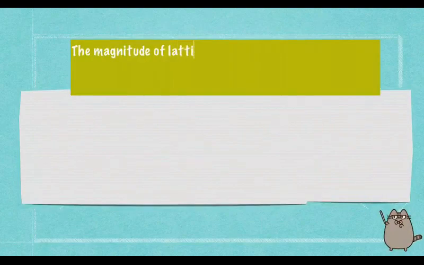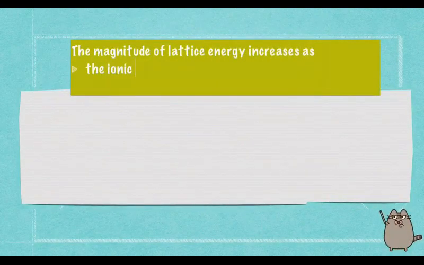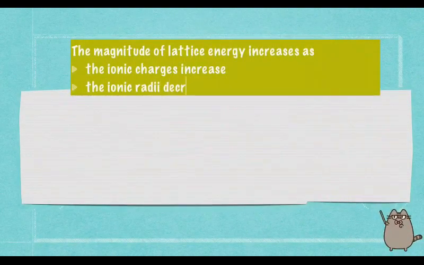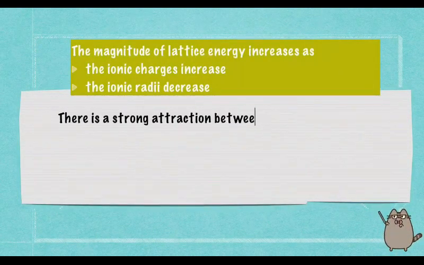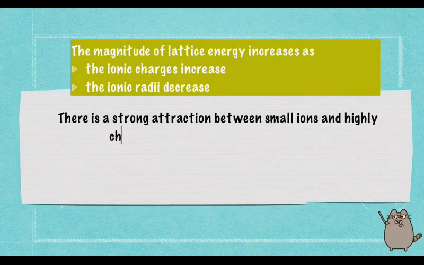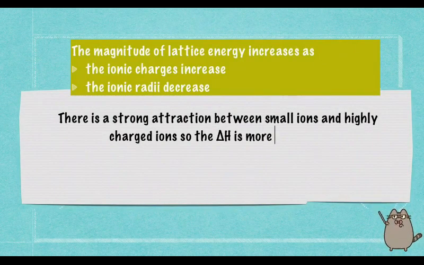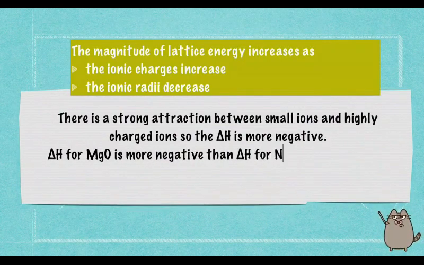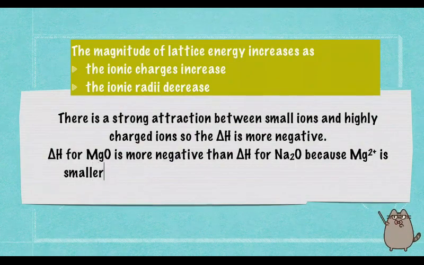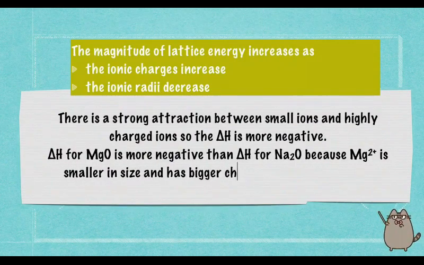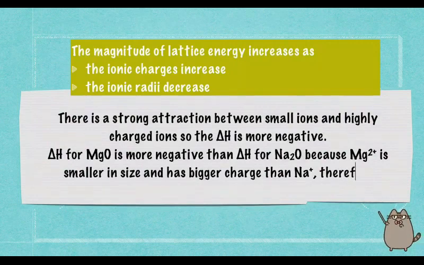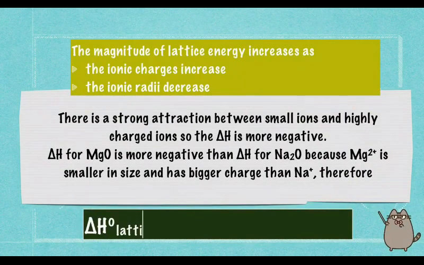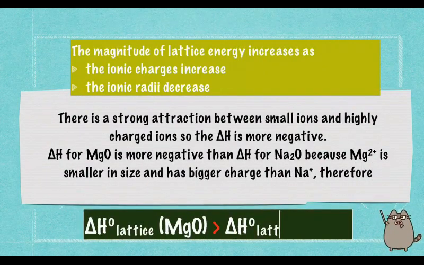The magnitude of lattice energy increases as the ionic charges increase, and the ionic radii decrease. There is a strong attraction between small ions and highly charged ions, so the magnitude of lattice energy is more negative. Magnitude of lattice energy for magnesium oxide is more negative than magnitude for sodium oxide because magnesium ion is smaller in size and has bigger charge than sodium ion, therefore, the lattice energy for magnesium oxide is larger than lattice energy of sodium oxide.